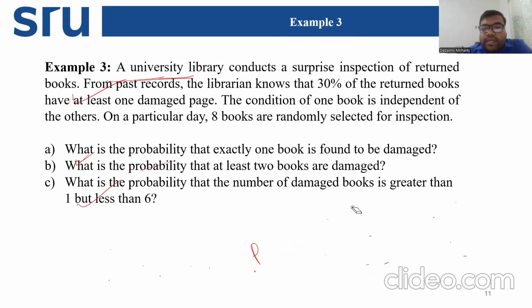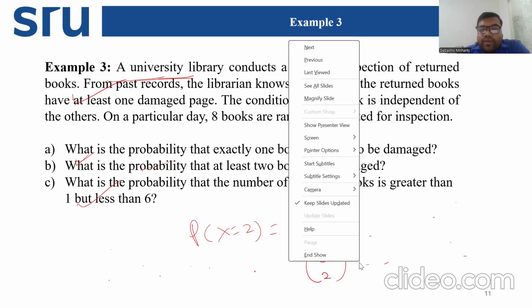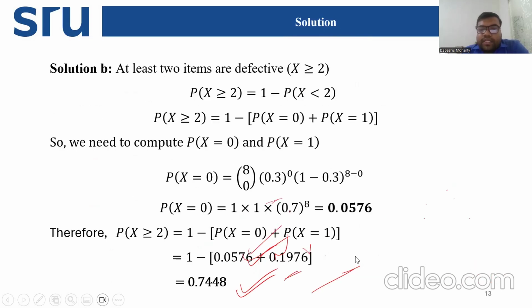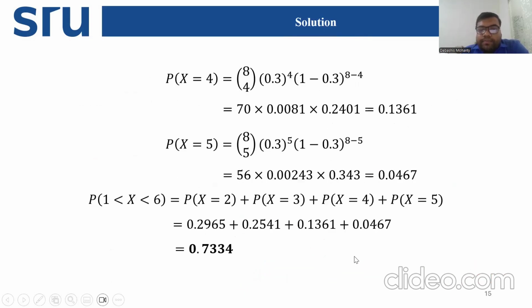Let's see. The probability of x equals 2 we need to calculate, using the same formula, n choose k. What is the n value? The n value is 8. What is the k value? The k value is 2. So n choose k, p raised to the power k, 1 minus p raised to the power n minus k. Here we need to compute this. Let's see the solution.